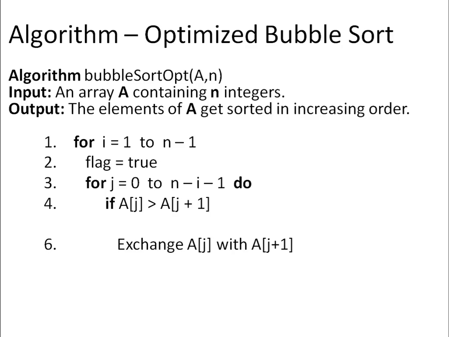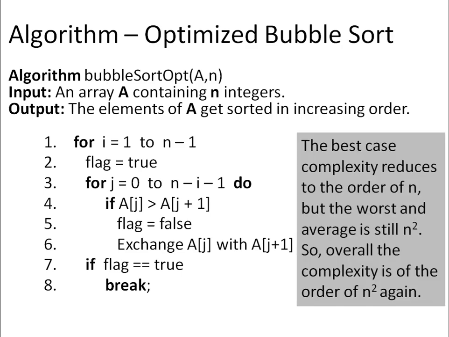For this, one may use a Boolean variable flag and initialize it to true at the start of each pass at line number 2. Whenever a swap happens, just change this flag to false, as is shown at line number 5. Then, at the end of a pass, we just have to check the value of flag. If it is true, then that means no swapping is done. So, just stop by breaking the loop.